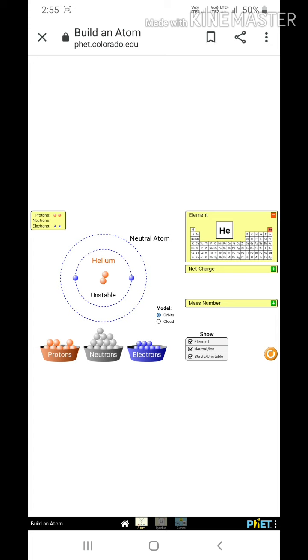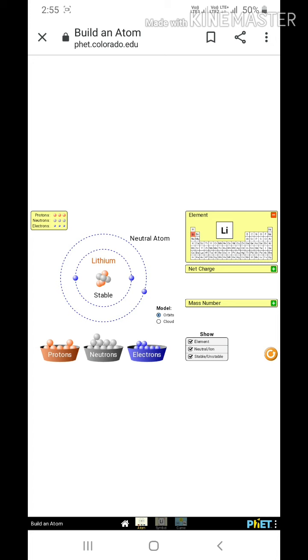So let us add some neutrons also. The moment I have added the neutron, it became stable. Let us add one more neutron to it. It is stable. One more proton. The moment a proton is added, it becomes lithium, but it is unstable. Okay? Let us add some electrons. It became neutral. Now when the neutron is added to it, it became stable.